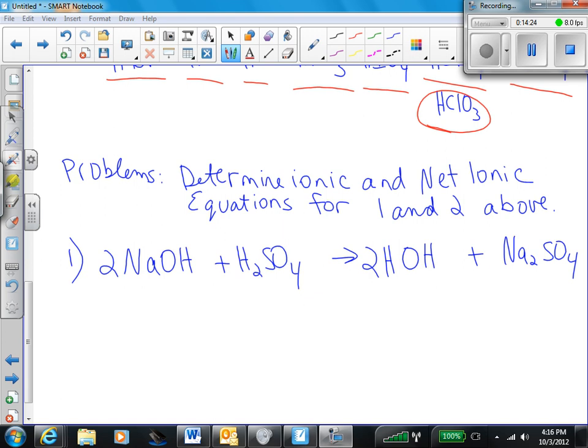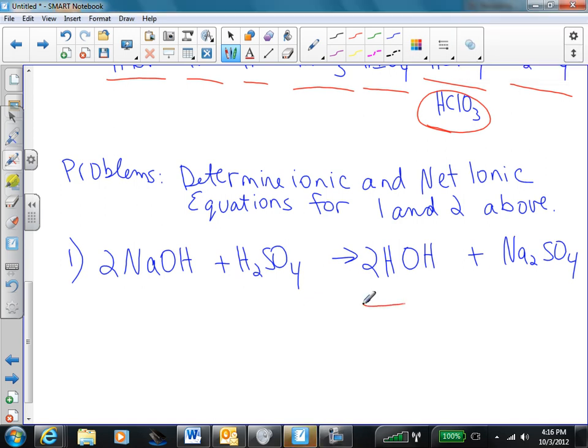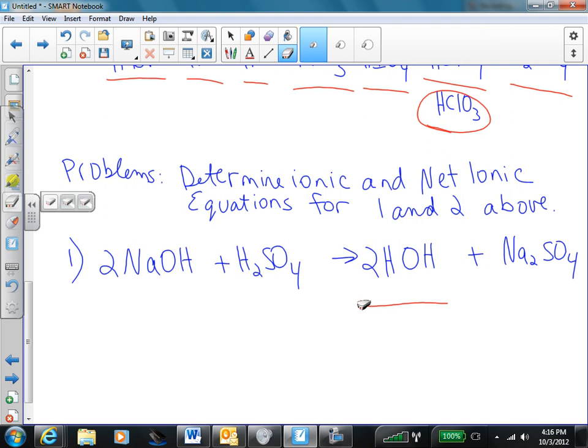Okay, so let's start with number 1 above. We're going to determine the ionic and net ionic equations. First for number 1. So I've rewritten number 1 that we already did. This is the molecular equation. You'll notice over here on this HOH, I left it as HOH. I know it's H2O. I left it as HOH just so that we could see that water is actually made up of an H plus and an OH minus. It's completely okay to write H2O. In many ways, it's more correct to write H2O, but I'm doing this for emphasis.